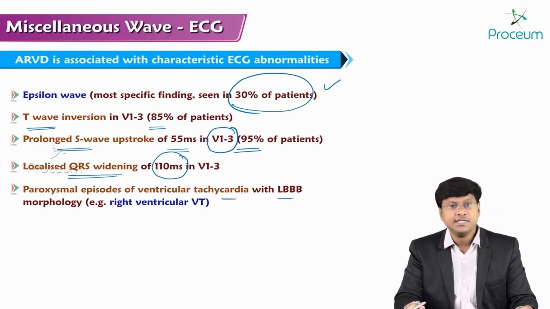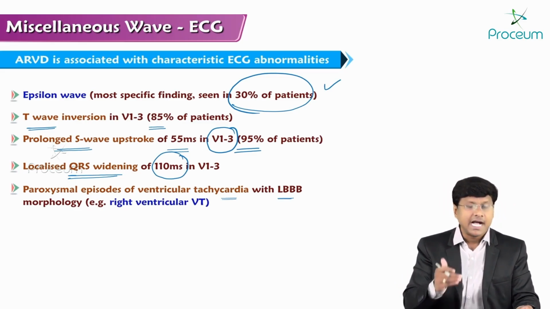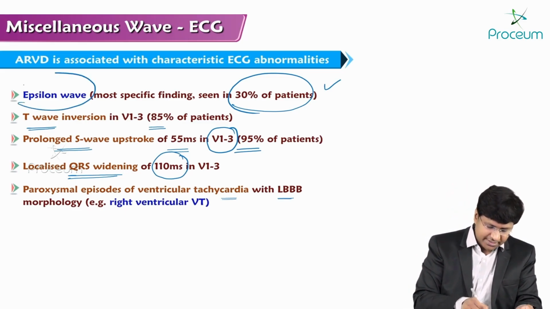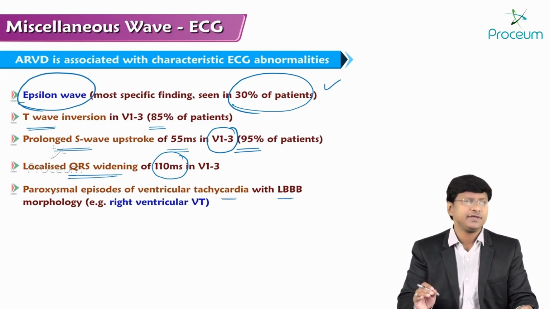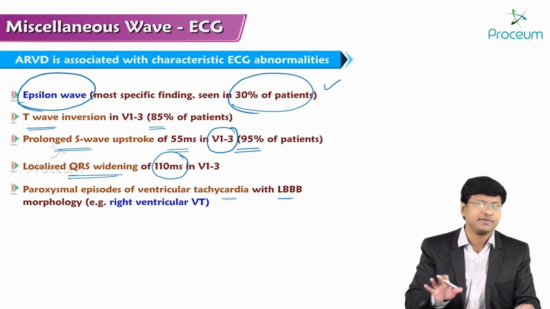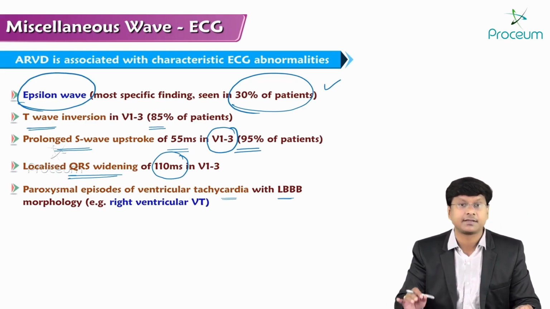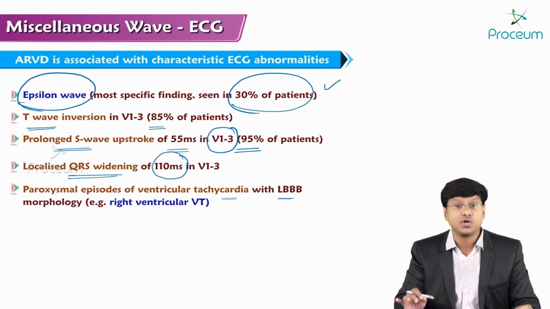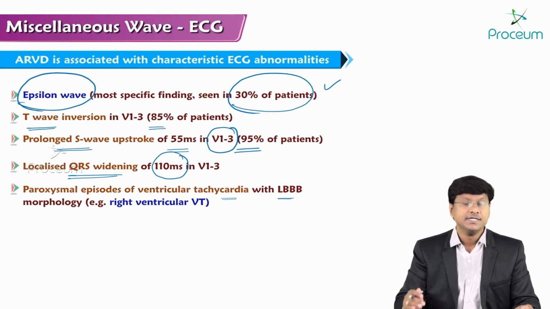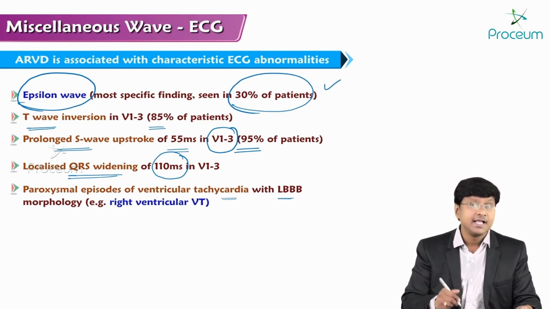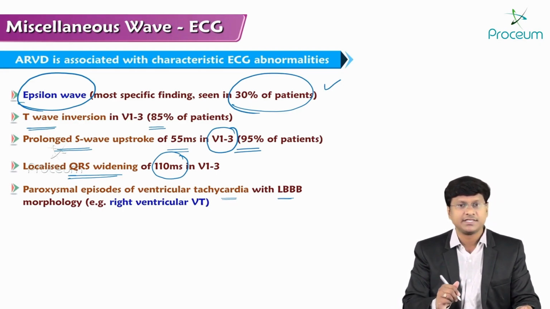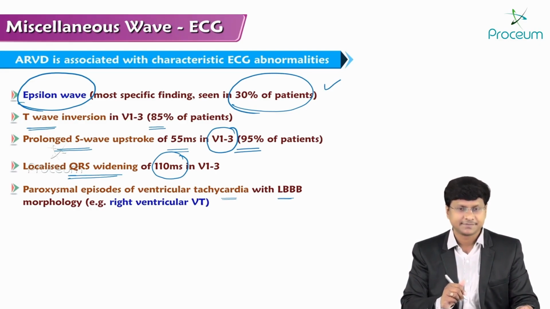So these will be the ECG changes in arrhythmogenic right ventricular dysplasia, but our point of discussion is mainly about the Epsilon wave. And this Epsilon wave is the most specific finding. If Epsilon wave is present, it is suggestive of arrhythmogenic right ventricular dysplasia, but it is not 100% sensitive. It is present only in 30% of patients with arrhythmogenic right ventricular dysplasia.